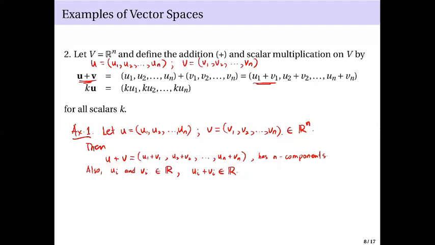So, u plus v also belongs to Rn. And that's the closure of addition.